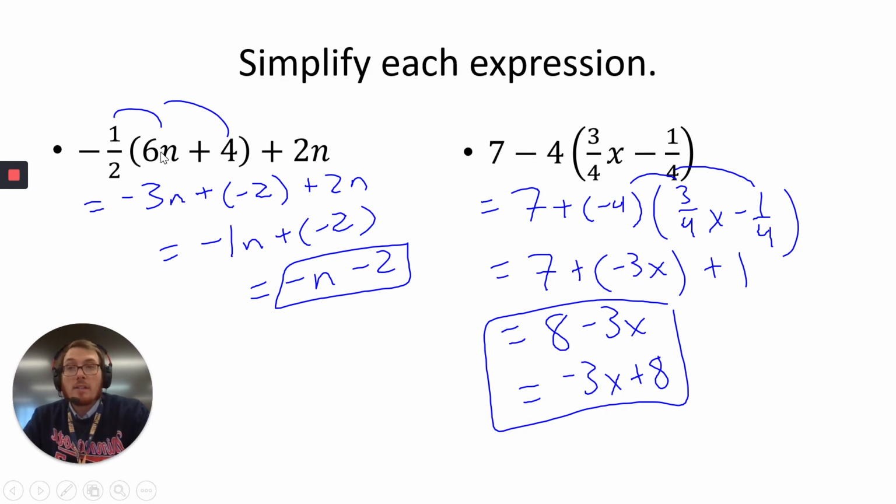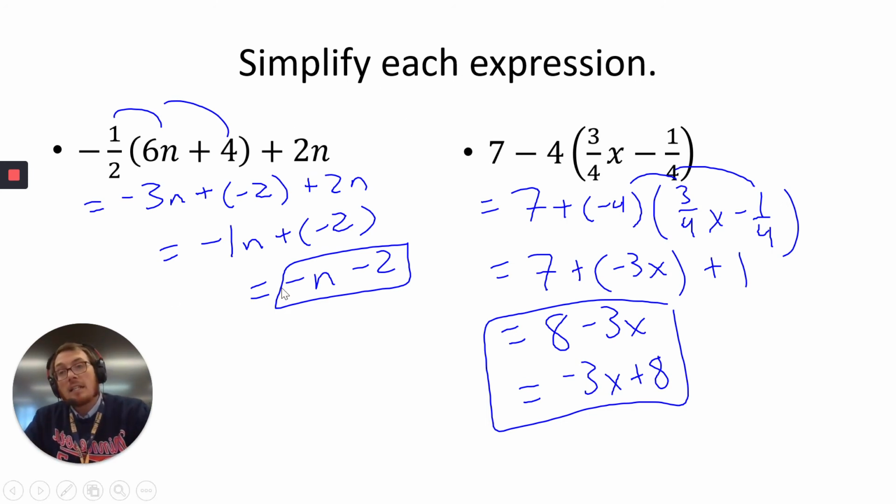Negative 1/2 times the 6n, negative 1/2 times the 4. You'll get these two pieces here. And then you can only combine certain parts together. So negative 3n plus 2n is negative 1n, because negative 3 plus 2, 3 minus 2 is 1, but it's negative.